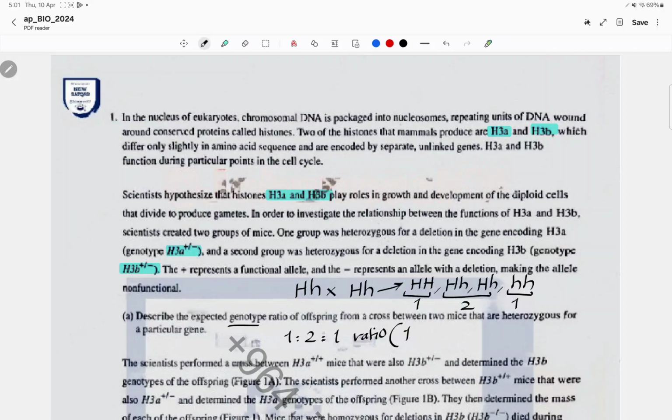So we're going to say 1 is equal to homozygous dominant, 2 is equal to heterozygous, 1 is equal to homozygous recessive.